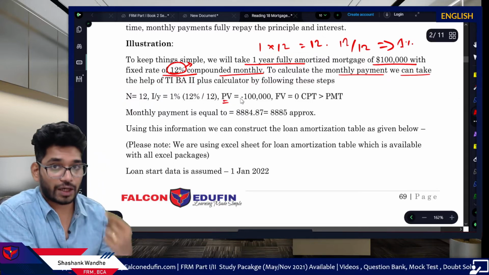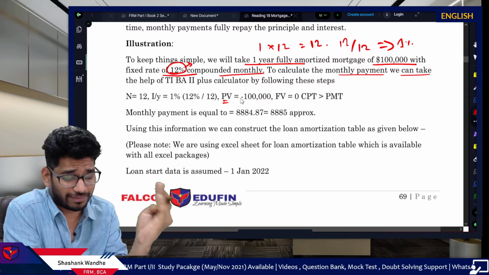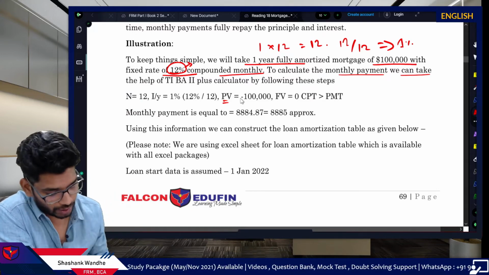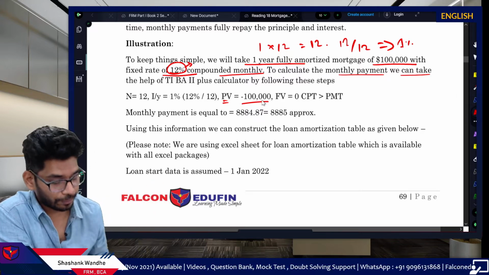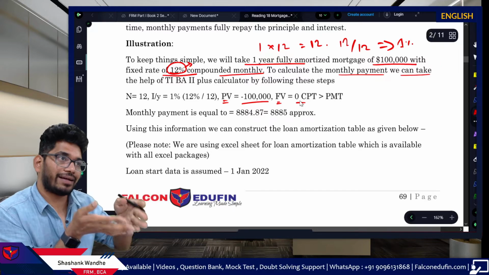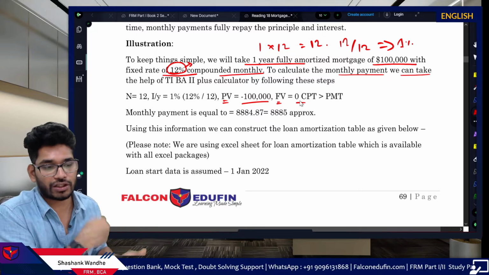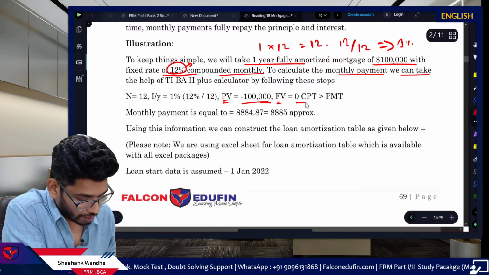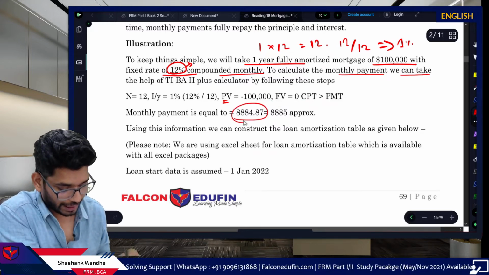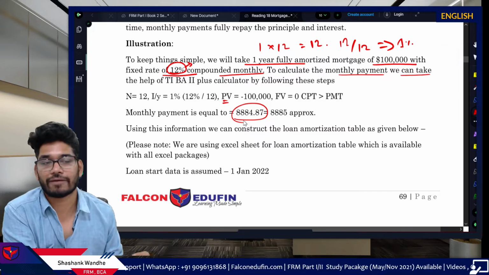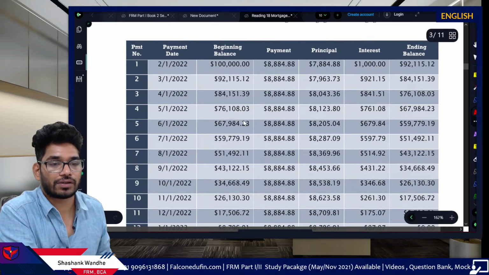Then you have PV, present value, cash outflow. So cash outflow is you are paying 1 lakh, the bank is paying 1 lakh. Okay. So that's why for cash outflow, you can keep a positive sign or negative sign. That's not going to create any problem for you. FV, future value, that is at the end of this loan term, the value in that account should be 0, right? So principal should be 0. So FV is equal to 0. CPT PMT, and this will give you the monthly payment, and the monthly payment is 8884.87, that is 8,885 approximately.